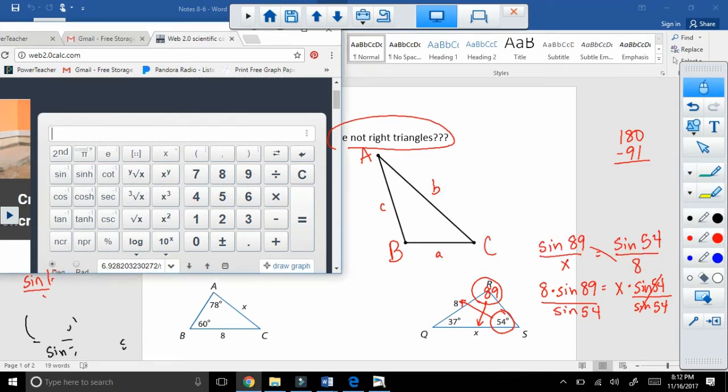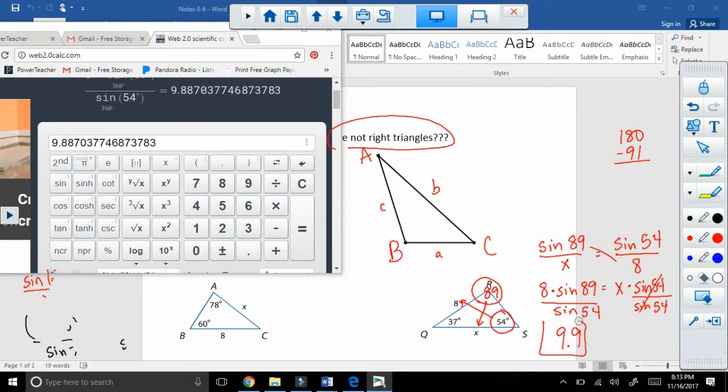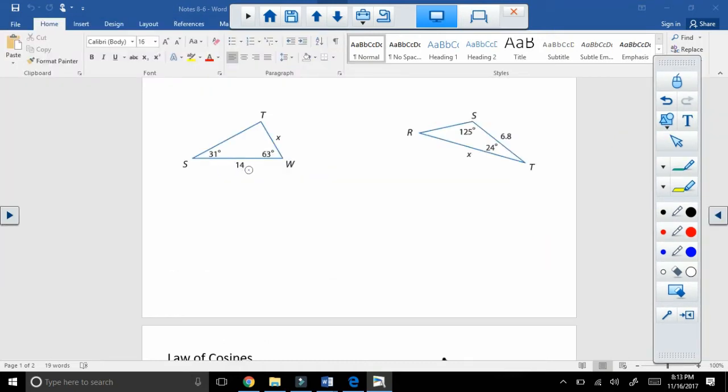I'm typing in 8 times the sine of 89, close the parenthesis, and then divided by the sine of 54. And this would be my answer. I would say that that is about 9.9 after I round it. So the answer to this one is about 9.9, and all of these we can just round to the tenths place. Just a couple more examples like this. I'll go through these pretty quick too.